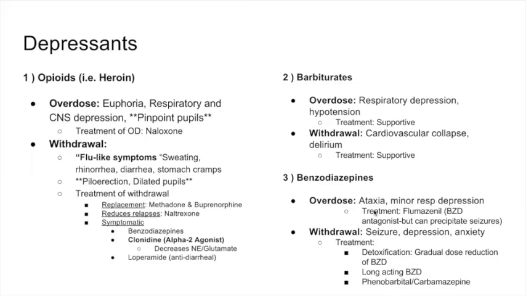Treatment for benzodiazepine overdose is flumazenil. Flumazenil is a benzodiazepine antagonist. However, the biggest thing with flumazenil is that it can precipitate seizures. The reason for that is benzodiazepines are anti-epileptic, right? Because they facilitate GABA agonism, and GABA is inhibitory. So if you block that, you can cause excitation in the nervous system and you can precipitate seizures.